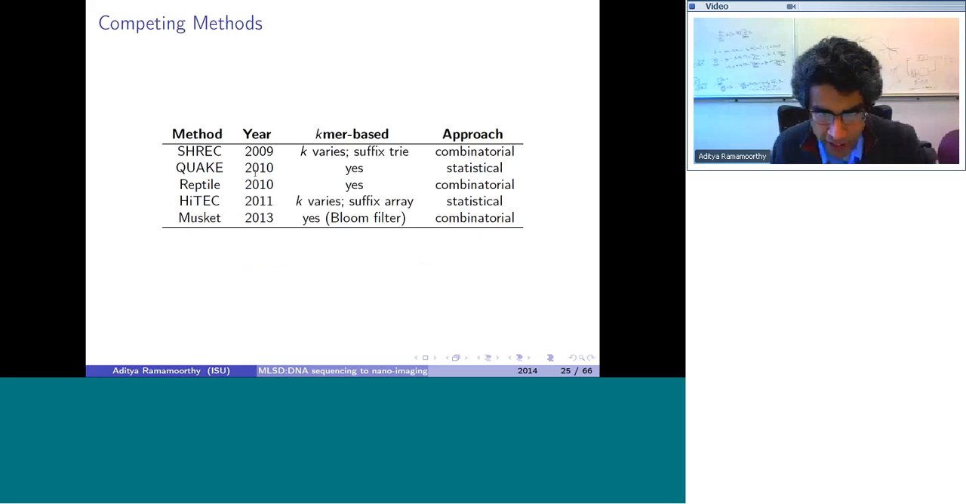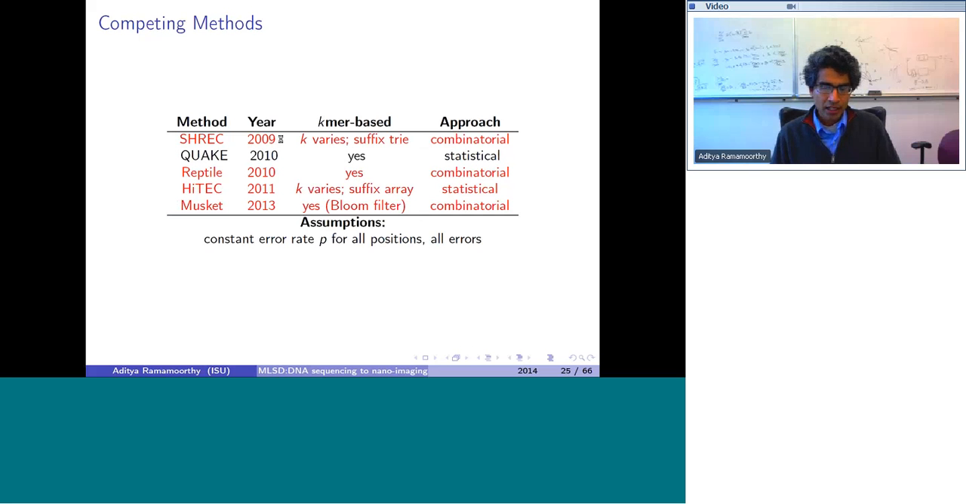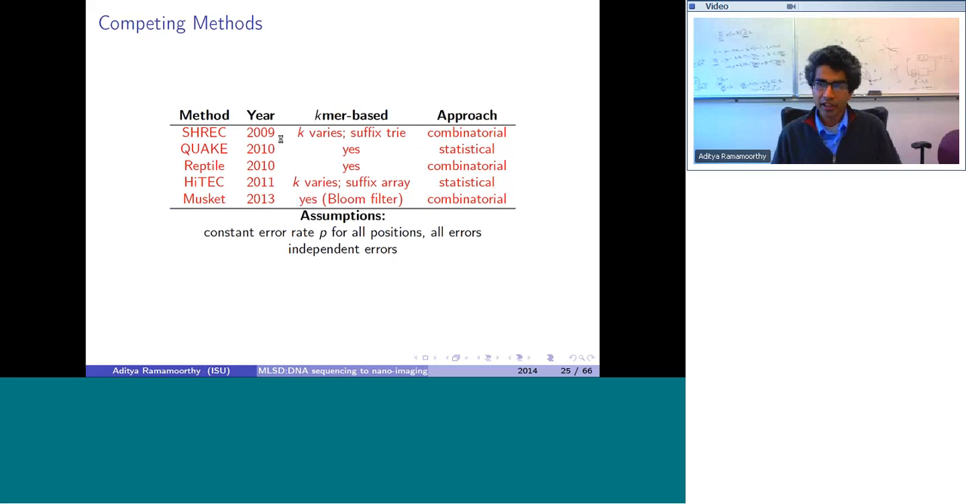So before I get into the actual method, I'll tell you the set of methods that we've compared against. There are 5 different methods in the bioinformatics domain, from 2009 to 2013, that we've actually compared our results with. And 3 of these methods are combinatorial methods which don't really use any statistical properties of the sequencer, and 2 of them are statistical. 4 of these methods assume a constant error rate for all positions. All these methods assume that the errors are independent across every location in the read.